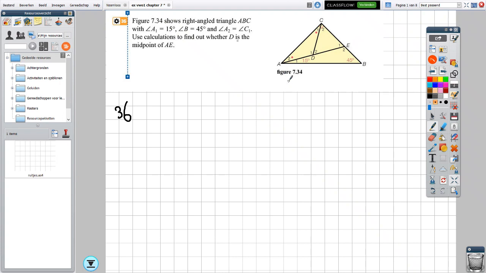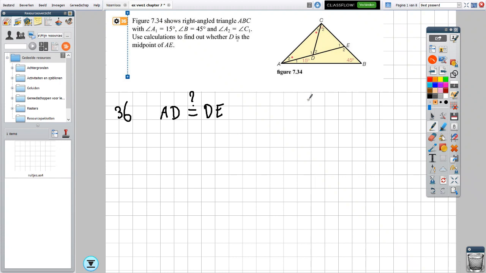And to understand what that actually means is quite important. If this is the midpoint, that means I have to find out whether the length of AD, I'm going to notate it like this, is AD equal to DE or not? Okay, that's the question.